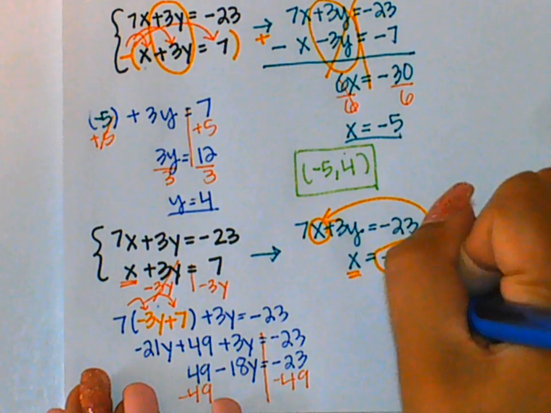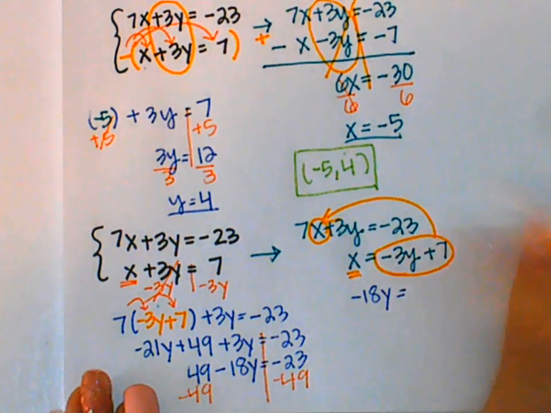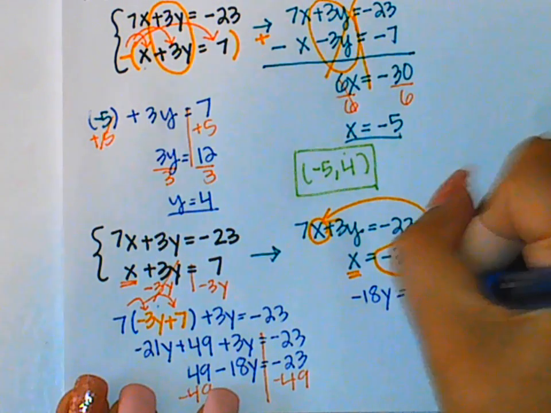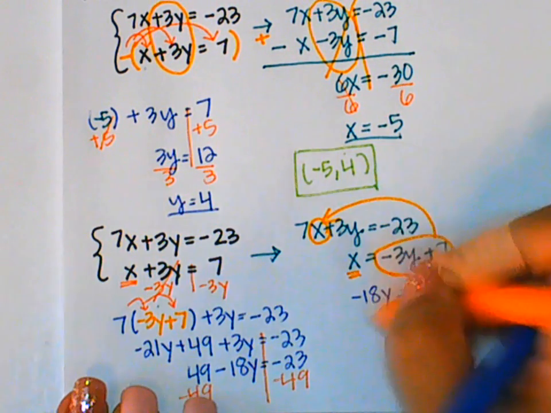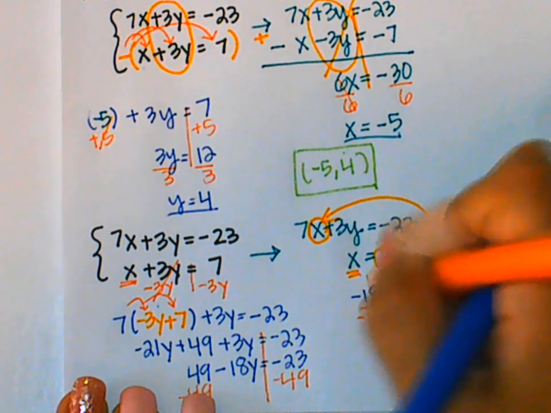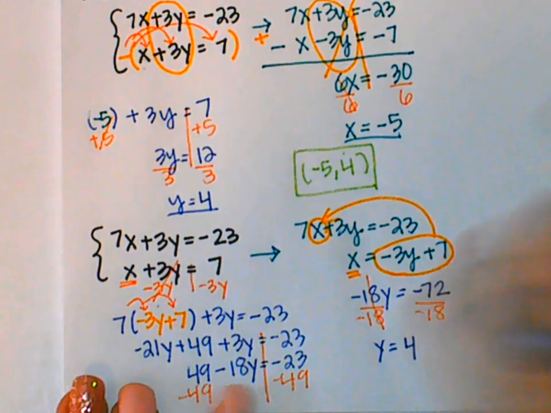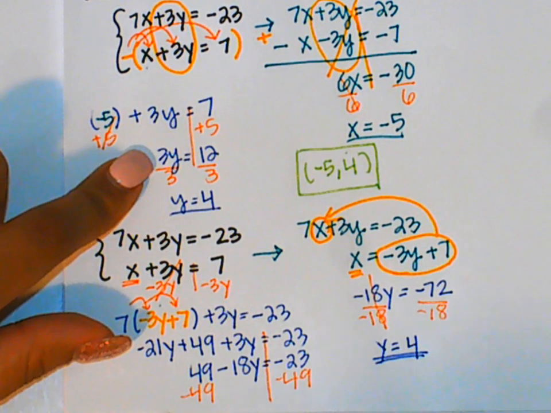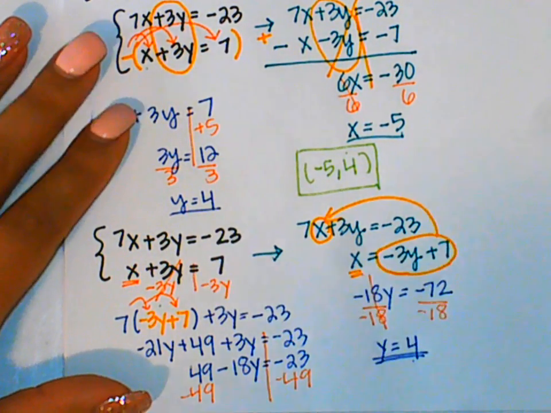Just going to bring it up here. So negative 18y is equal to, what would that be, 72? Now I'm going to divide by 18 on both sides. And I would get y is equal to 4. So if you notice, this y and this y would be the same thing. You could plug this back in.